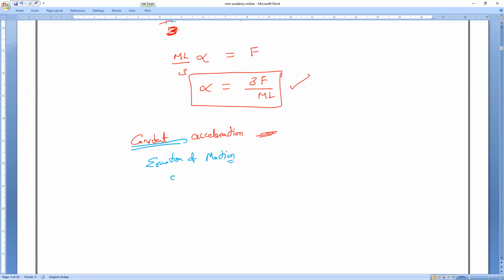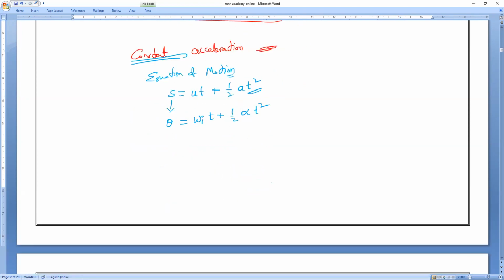Now, what is the equation? Second equation, you have to use it: s equals initial velocity u t plus half a t square. But this is for normal motion. But we want theta now. So you have to replace this equation. For angular motion, s will become theta, u will become initial angular velocity, a will become angular acceleration, and t square remains t square. Understand? Clear? So why did I choose this equation? Anybody?